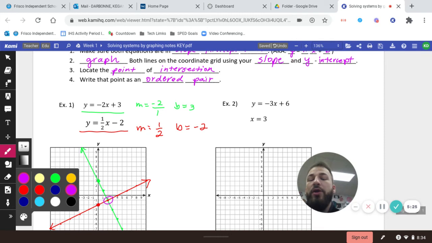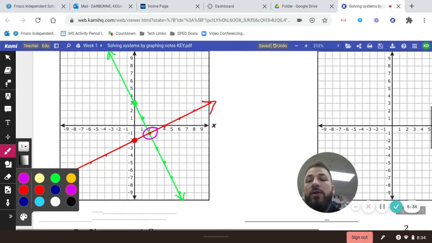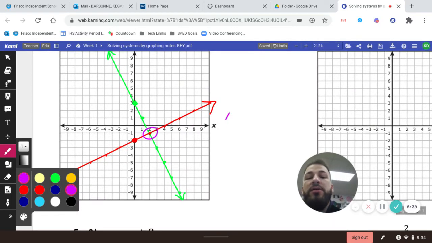And just as a reminder, an ordered pair just means x comma y with our parentheses. So we just talked about this one. Our answer was 2 in the x direction, -1 in the y direction. So 2 comma -1 would be our point of intersection.